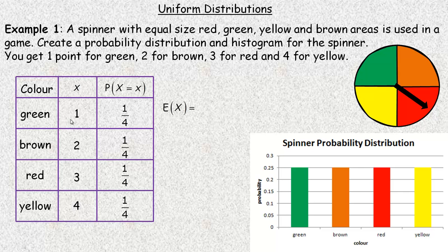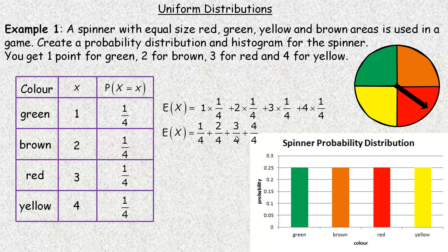To calculate the expected value, we take each outcome and multiply it by its probability. So 1 times a quarter, plus 2 times a quarter, plus 3 times a quarter, plus 4 times a quarter. So 1 times a quarter is a quarter. 2 times a quarter would be 2 quarters. I'm not going to bother reducing because in order to add these, I want a common denominator anyway. 3 times a quarter would be 3 quarters.